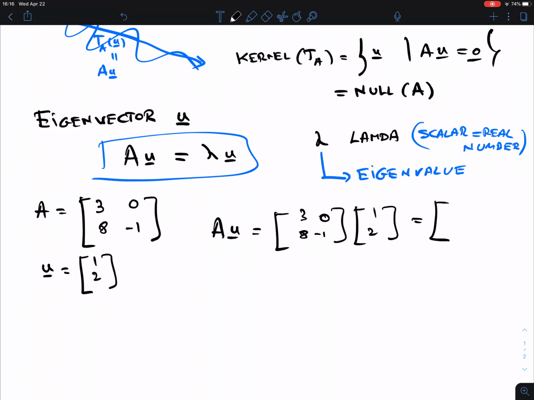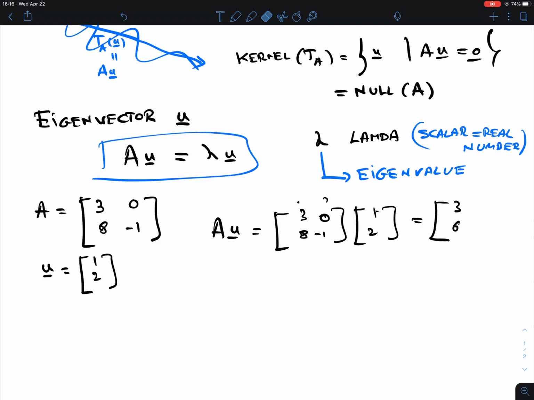Remember, we go through this row and through the column and then start adding the products. So 3 times 1 plus 0, that's 3. And here now, 8 times 1 minus 1 times 2, that is 6. Now what do we need to do here? Let me get rid of these arrows here.